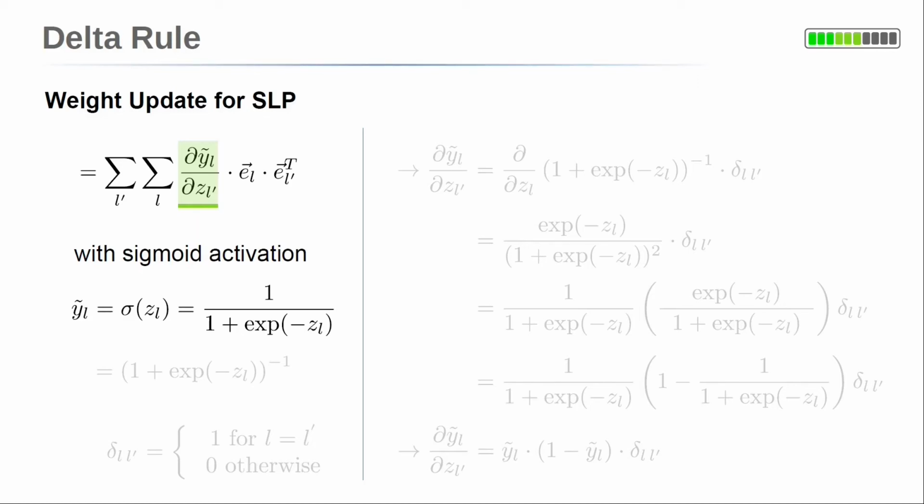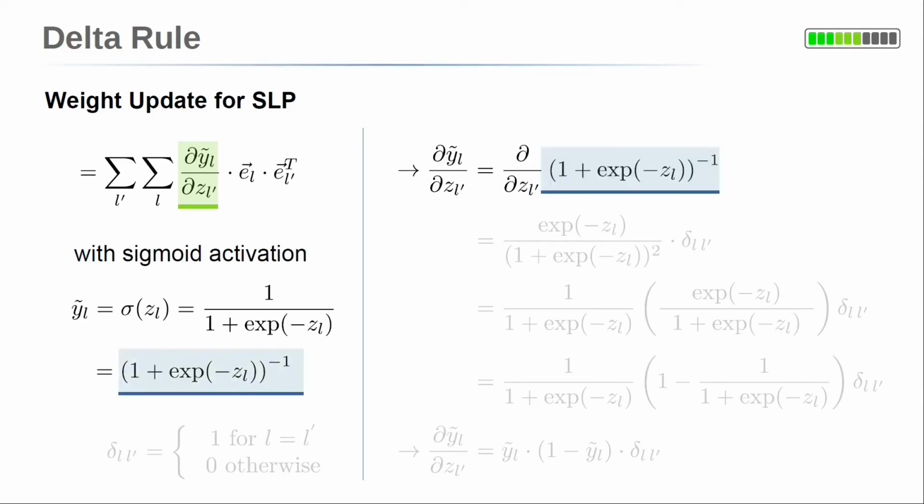So the output y tilde l is the sigmoid function taking the summation z_l as input. We have y tilde l equals 1 over 1 plus the exponential function of minus z_l. This can be written as 1 plus the exponential function of minus z_l to the power of minus 1. This notation simplifies calculating the derivative. Now we substitute this expression for y tilde l into our derivative of y tilde l with respect to z_l prime.